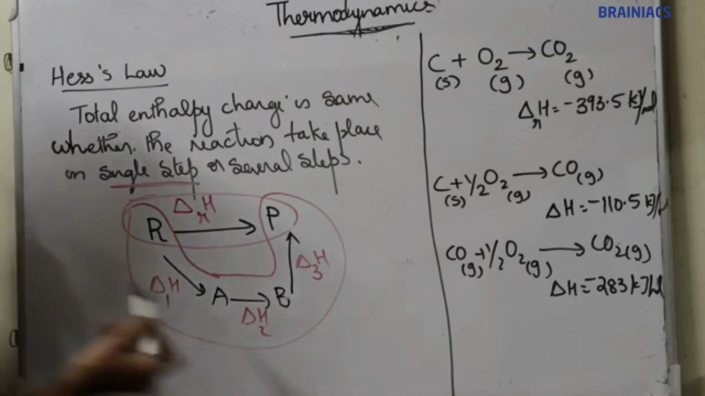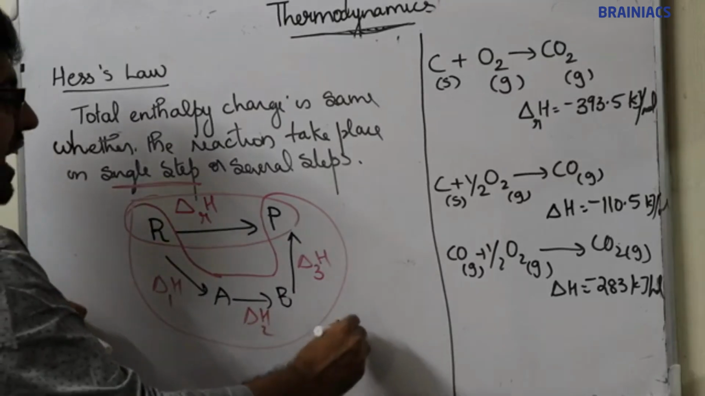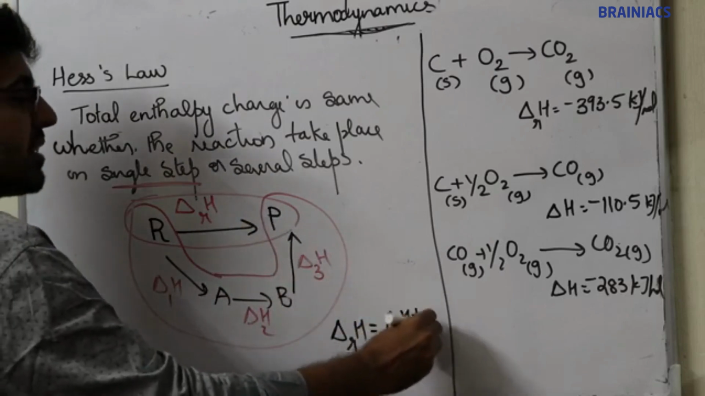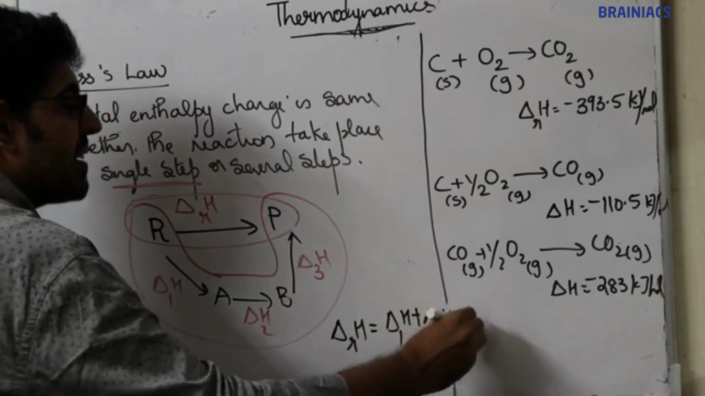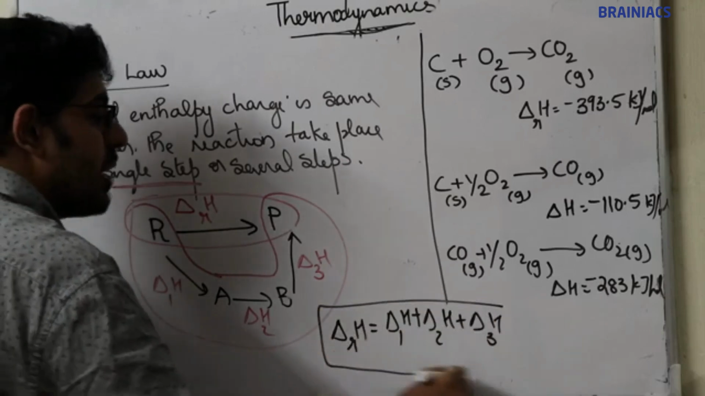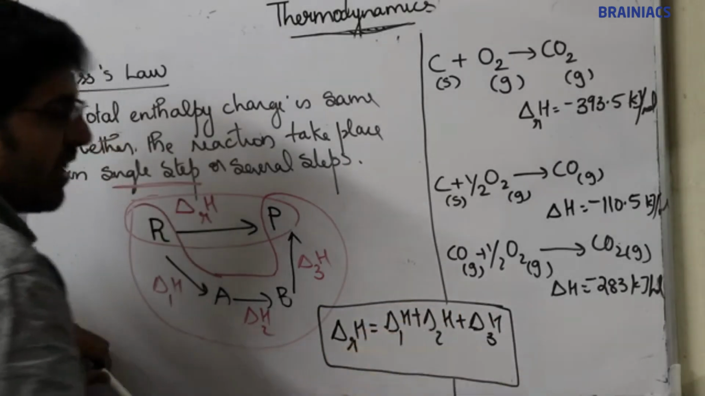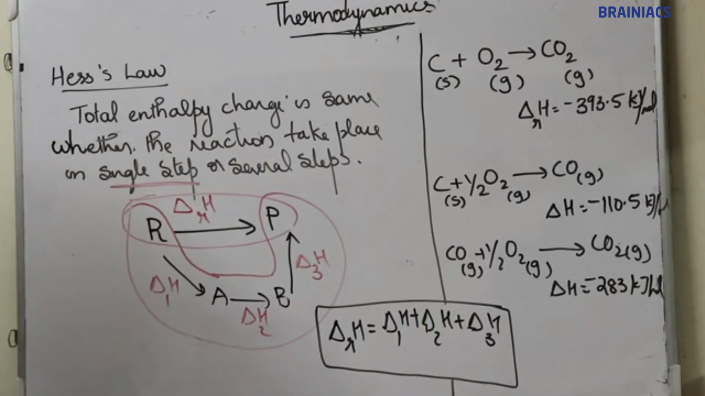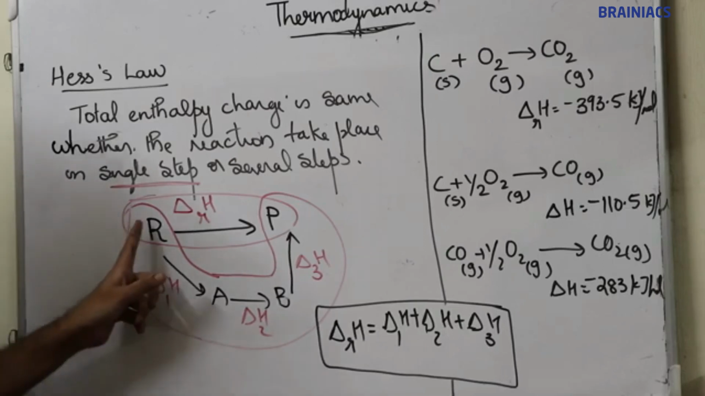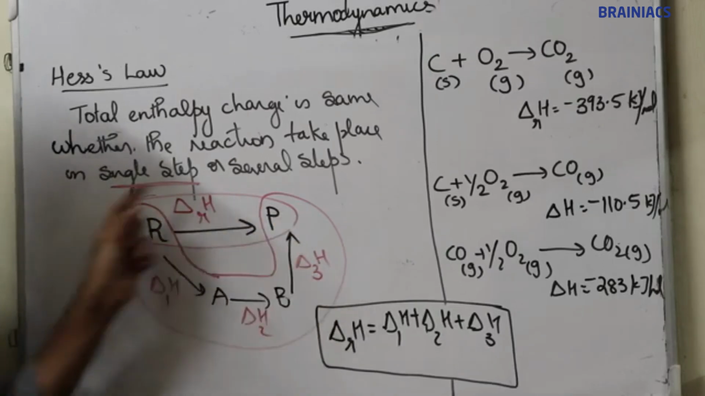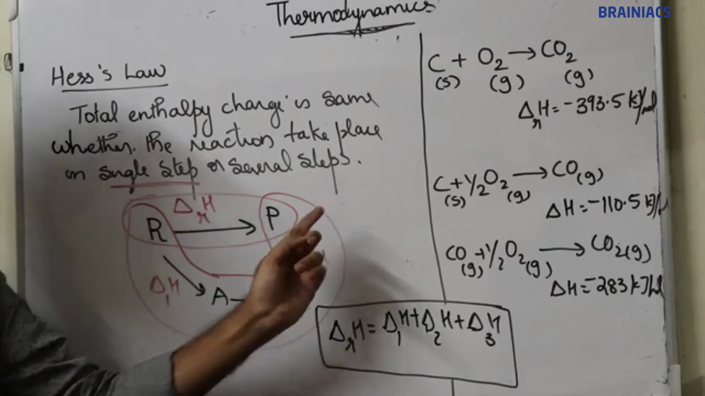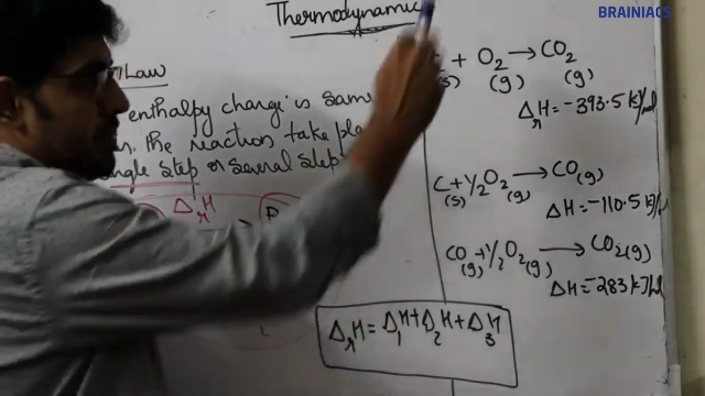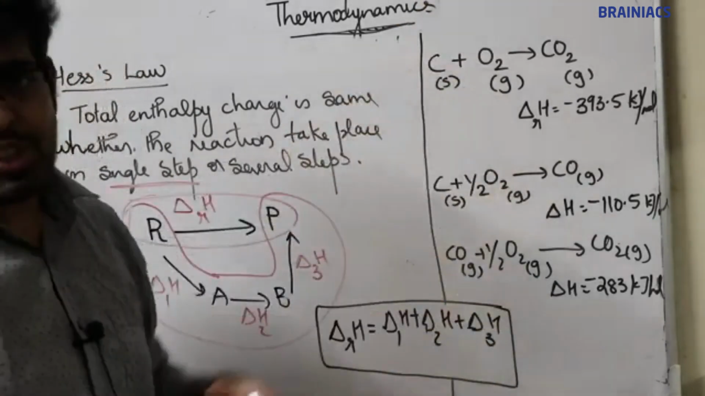That means the enthalpy change in a single step, delta H, is equal to delta H1 plus delta H2 plus delta H3. Total enthalpy always remains constant whether the reaction takes place in a single step or in several steps. This is Hess's law. So if a reaction proceeds in a single step or in several steps, the total enthalpy change is always the same.